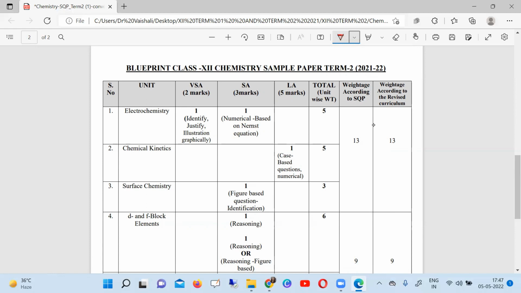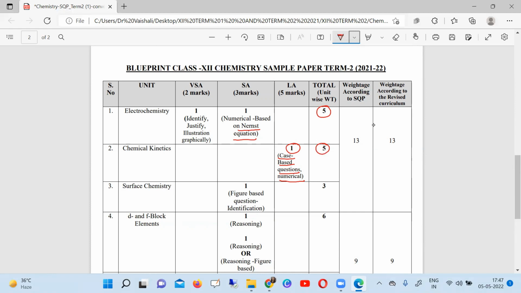The second question of electrochemistry is a 3-marker, a numerical based on a very important concept, the Nernst equation. So the total weightage of electrochemistry is 5. Now, in chemical kinetics, there is no 2-marker question and no 3-marker question. Only 1 question is there, a case-based question where both numericals and theory are present. So this chapter's weightage is also 5.